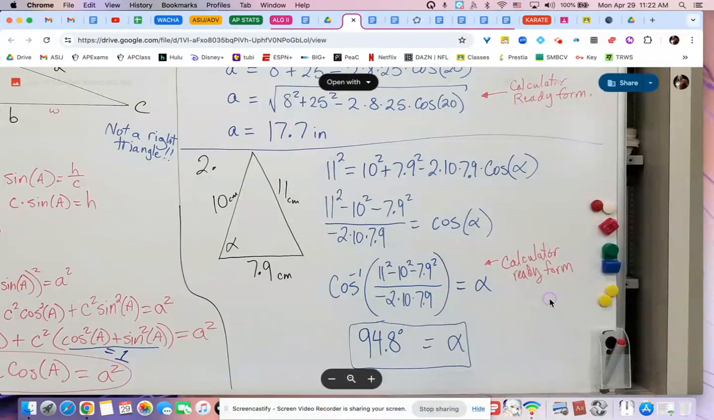It's ready to be typed into my calculator in one big step. And please just be careful with the parentheses. If it was me, in fact, I think you have to put parentheses around this top part because you want to tell the calculator, hey, take all this stuff and divide it by all of this stuff before you do the inverse cosine. So you'll see that I need at least 2, if not 3 sets of parentheses in order to do that problem. Okay, so be careful with the calculator.